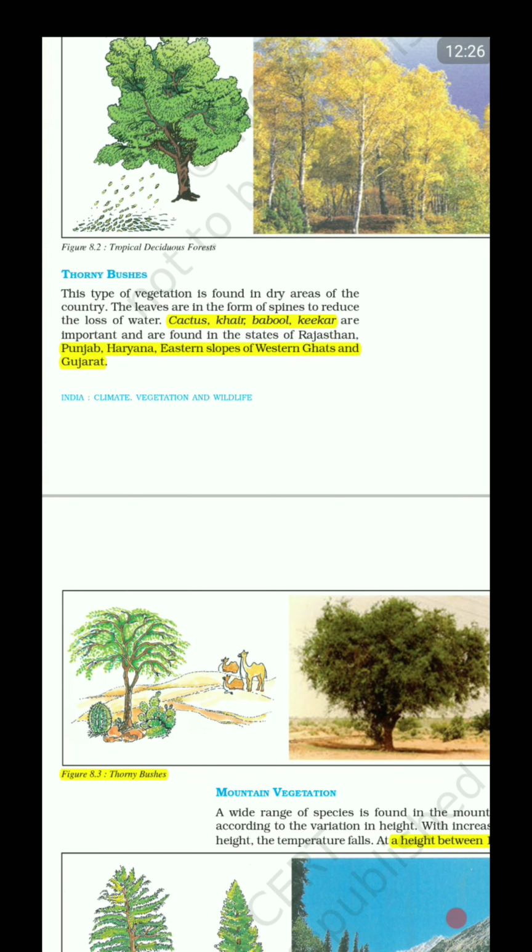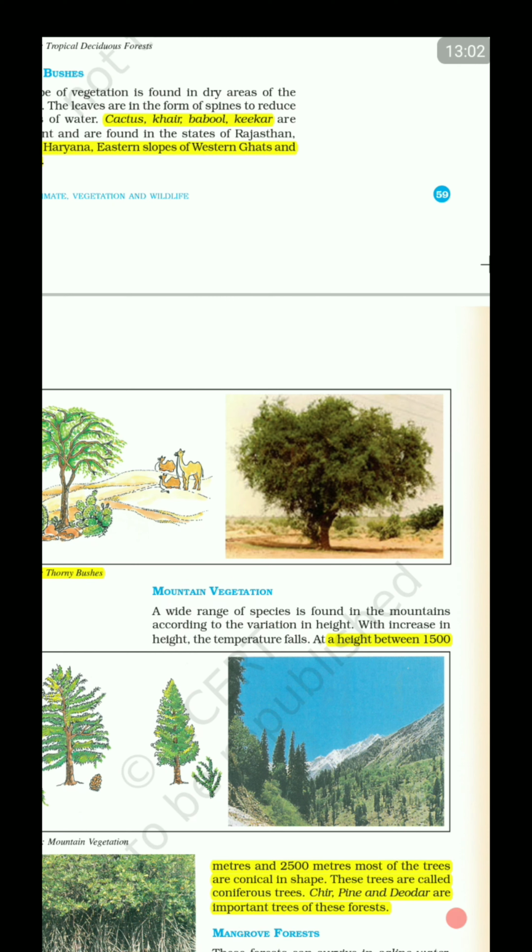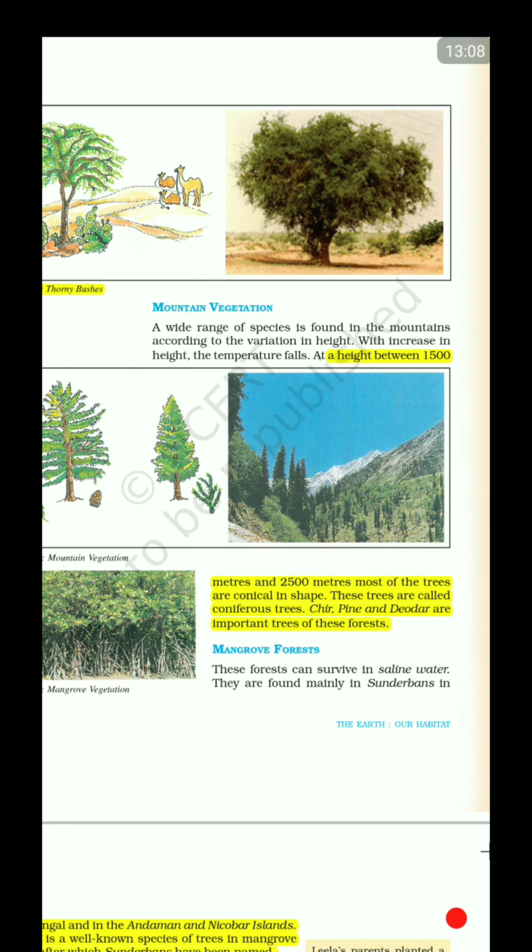Then we have thorny bushes, which are found along the desert areas of India. For example, cactus, khair, babool, kikar. Babool has white thorns. Similarly, kikar has thorns which are concave towards the tree, and it has glands also. Kikar is found in Punjab, Haryana, eastern slopes of Western Ghats, and Gujarat. So here is what you see. Babool, right? Next is mountain vegetation.